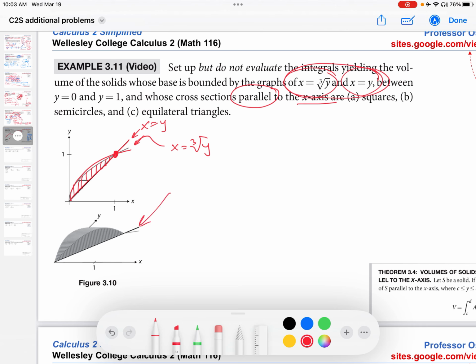And you see the solid over here. That tells us, therefore, that the smallest y value is y equals 0, and the largest y value here is y equals 1. So our volume of our solid is going to be the integral from 0 to 1.